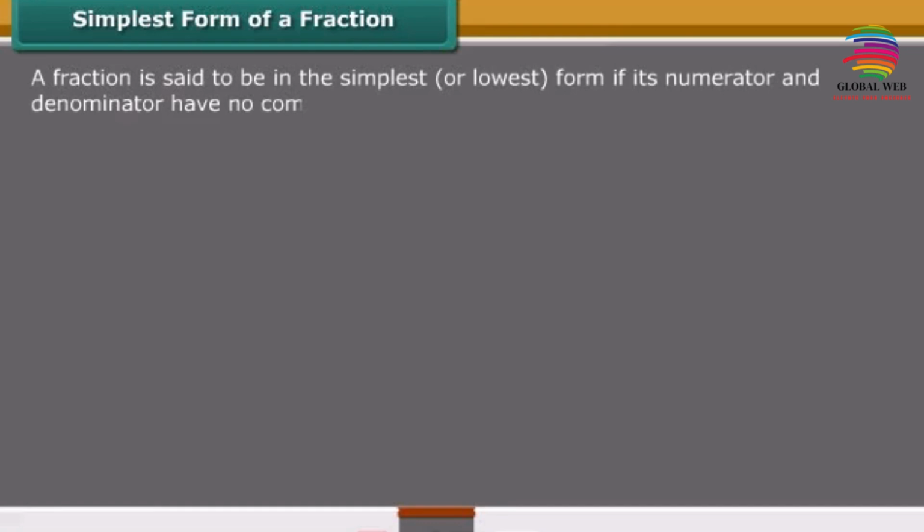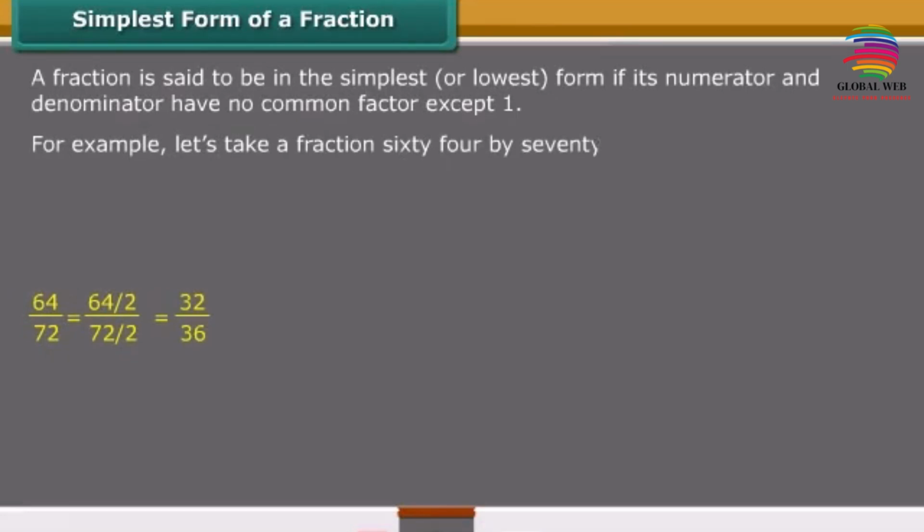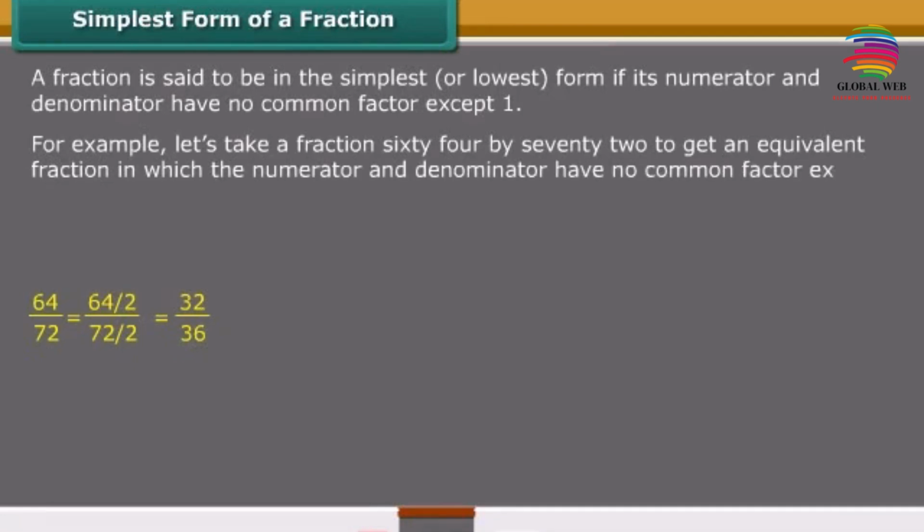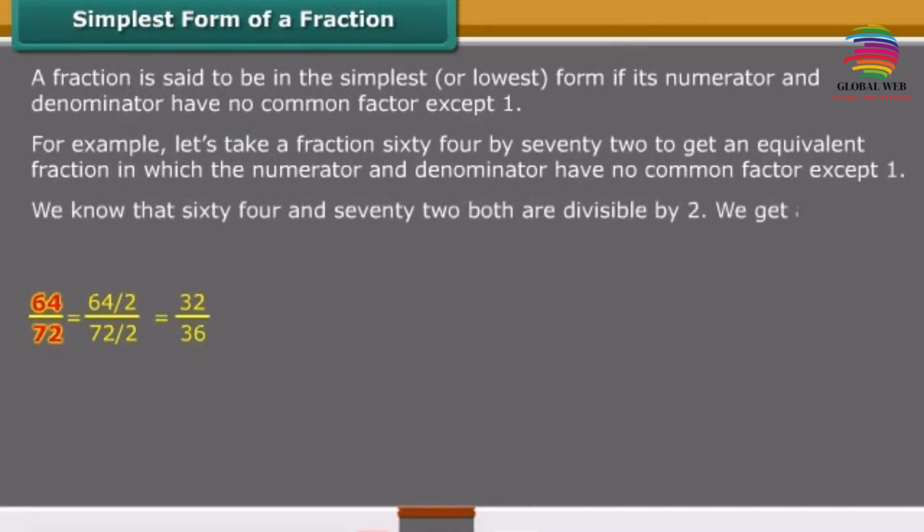A fraction is said to be in the simplest or lowest form if its numerator and denominator have no common factor except 1. For example, let us take a fraction 64/72 to get an equivalent fraction in which the numerator and denominator have no common factor except 1. We know that 64 and 72 both are divisible by 2.